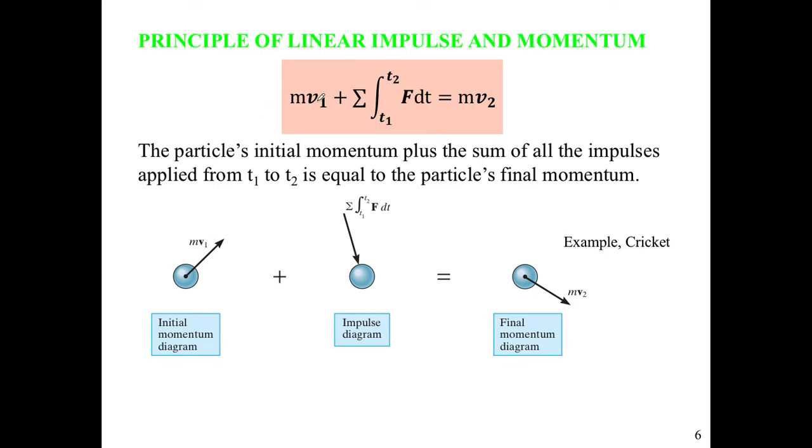So the principle of impulse and momentum, let me just show it in diagrammatic form. If I have my initial momentum, इसका मतलब ये कि mass multiplied by the velocity, so mass multiplied by a vector. So it's just going to be representing a vector, which is the initial linear momentum in the direction of velocity. And then add on top of it all the impulses which are acting on the particle. So then that's called the impulse diagram.